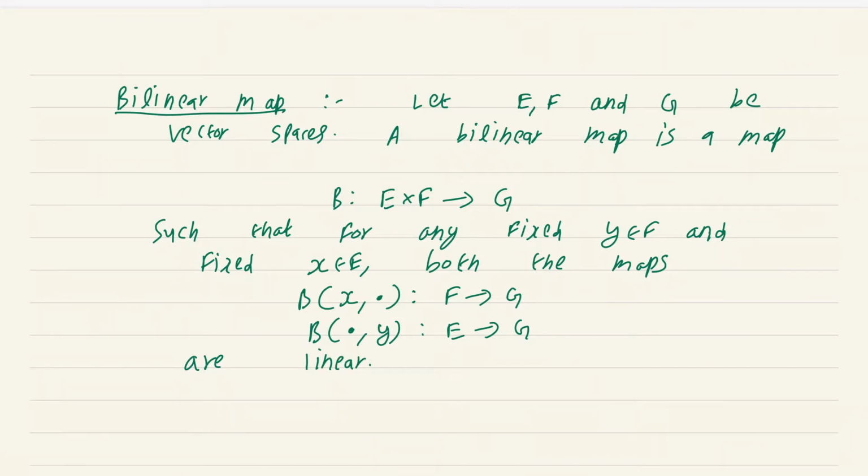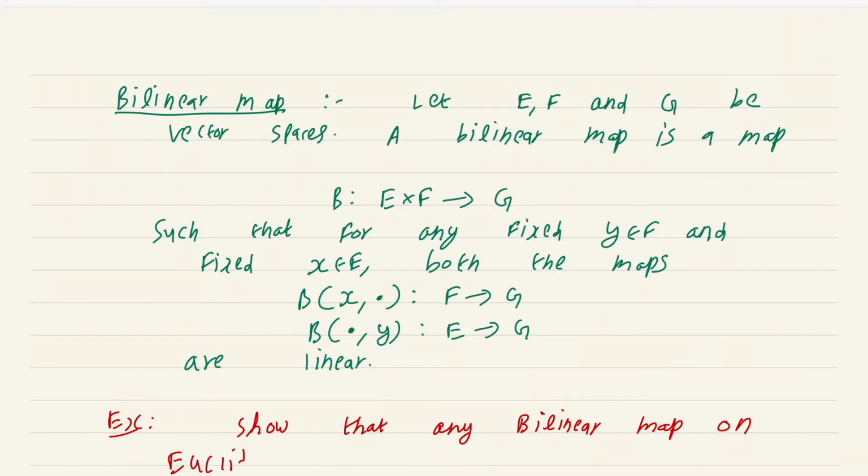So a bilinear map is just a map that's linear when one of the variables is fixed. So an easy exercise for you is the following. Show that any bilinear map on Euclidean spaces, so E, F and G are Euclidean spaces, is continuous. Bilinear maps are automatically continuous.